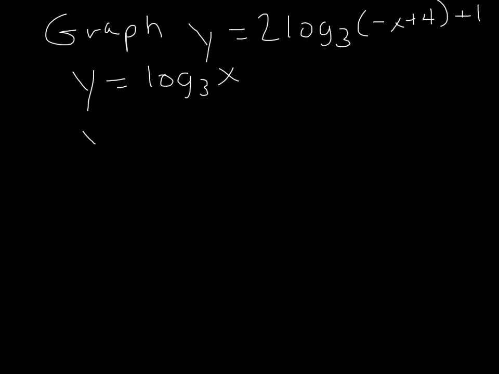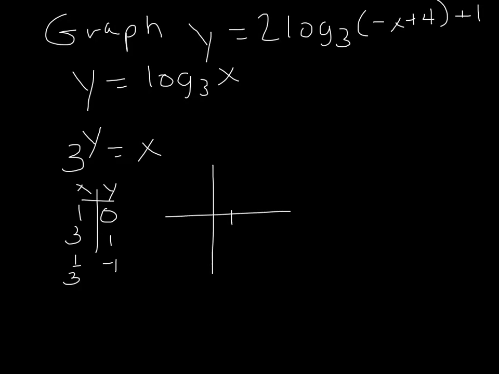So first, we notice that this can be written as 3 to the y equals x. And you make a little t-chart. You can see that if you plug in 0 for y, you get 1. Plug in 1, you get 3. Plug in negative 1, and you get 1/3. And then the graph of that will look like this: 1 comma 0, 3 comma 1, and 1/3 comma negative 1. So that's our basic graph. And then what we're going to do is transformations to that graph.